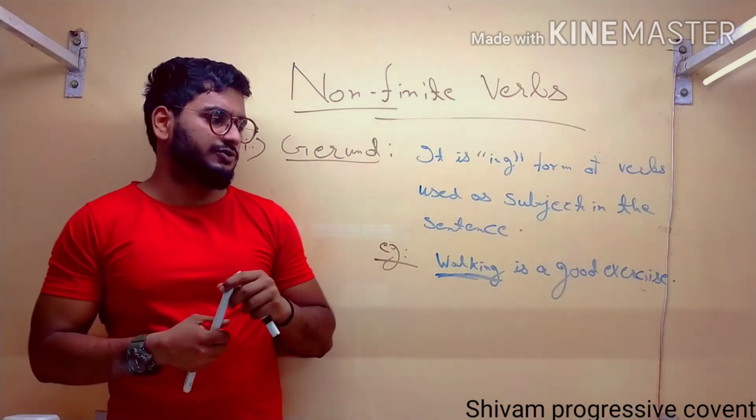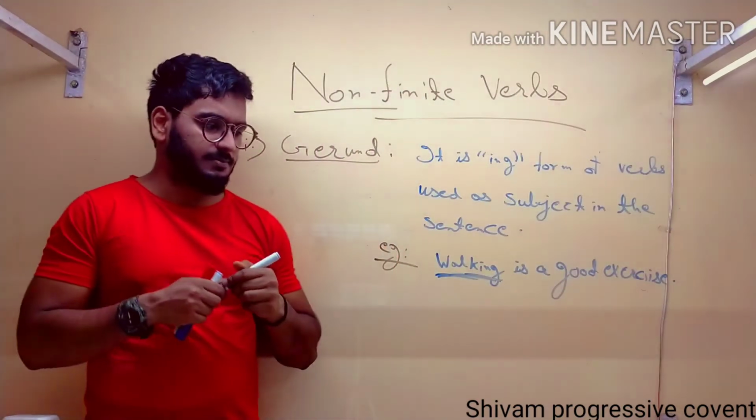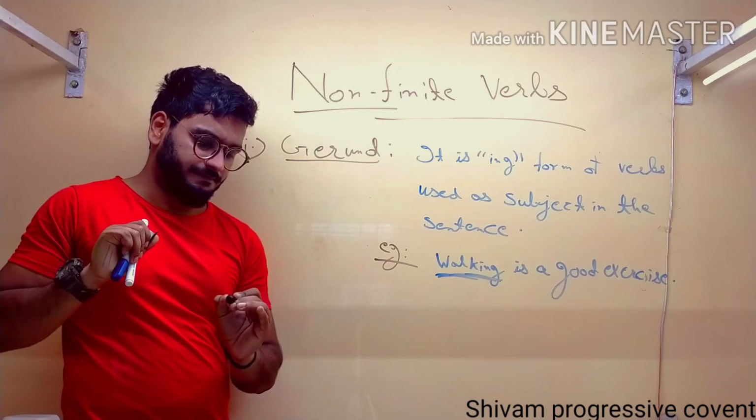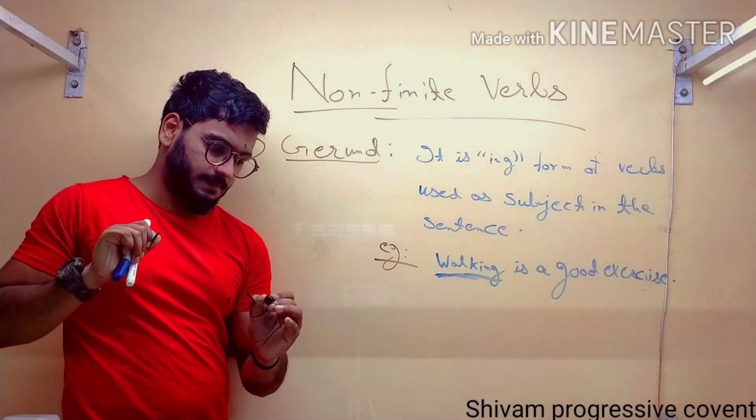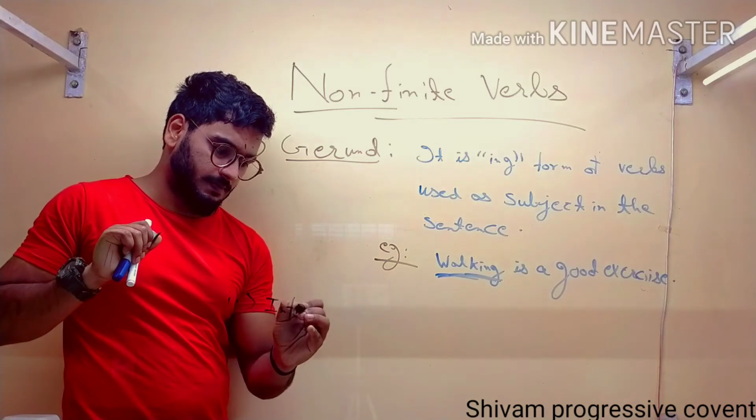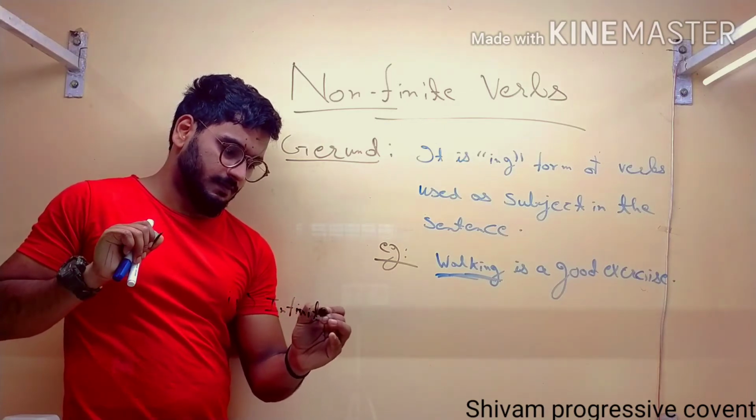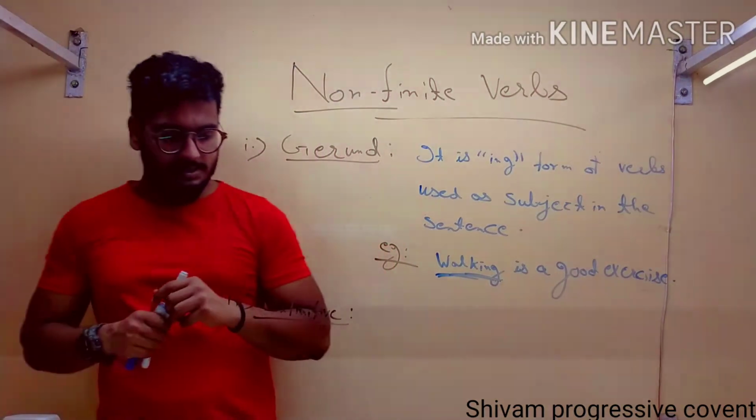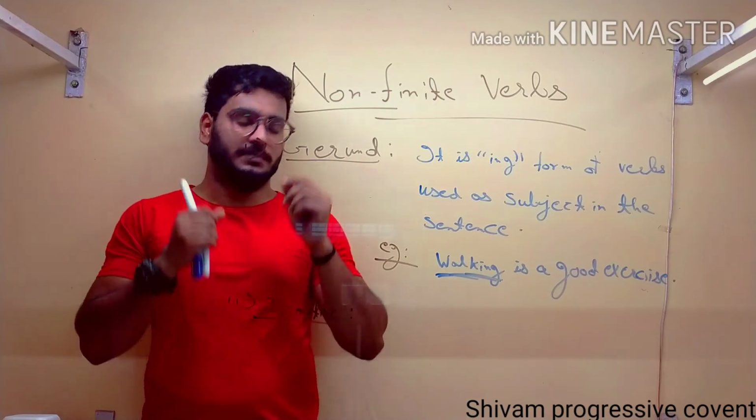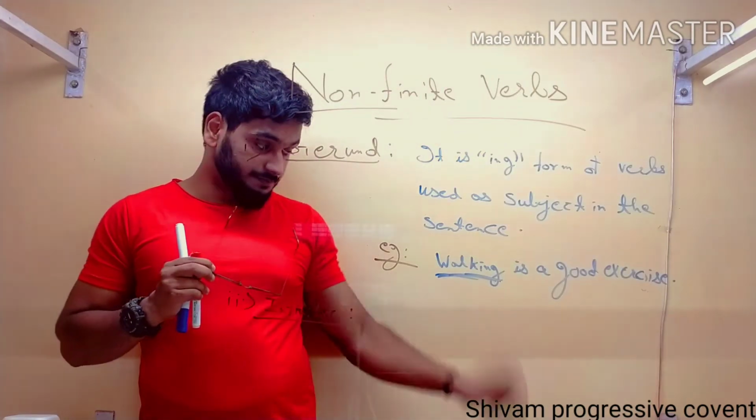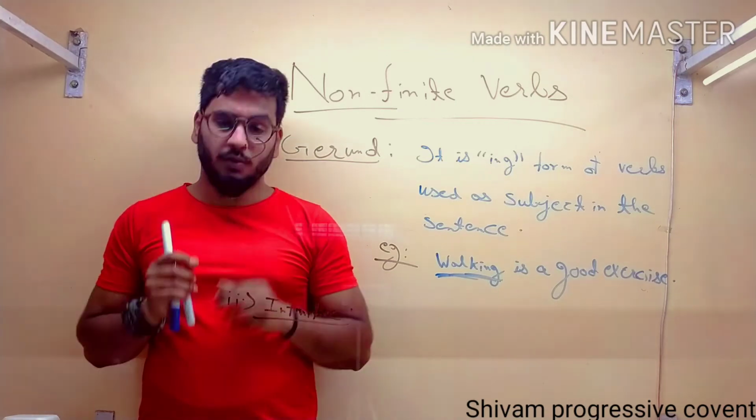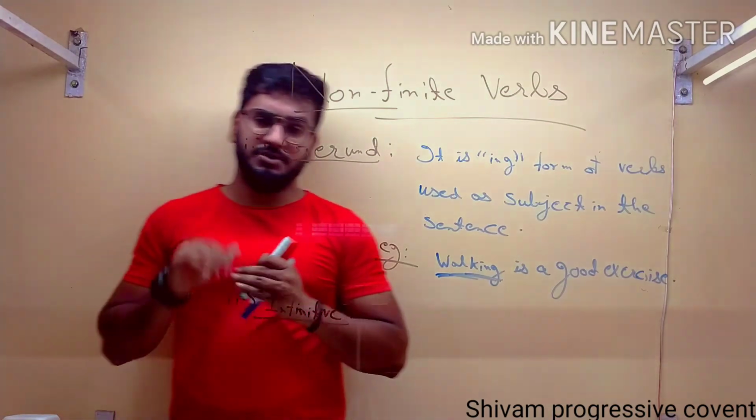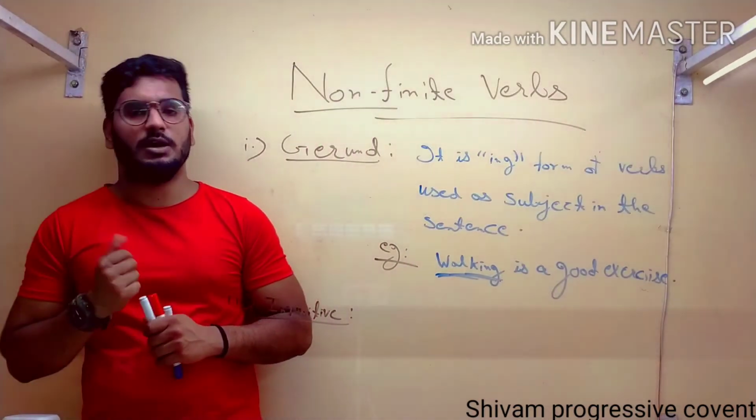Moving on to the next form of verb, which is number 2, infinitive. What is the infinitive form of verb? The infinitive form of verb is actually the main verb of the sentence, which can be used with to or without to.